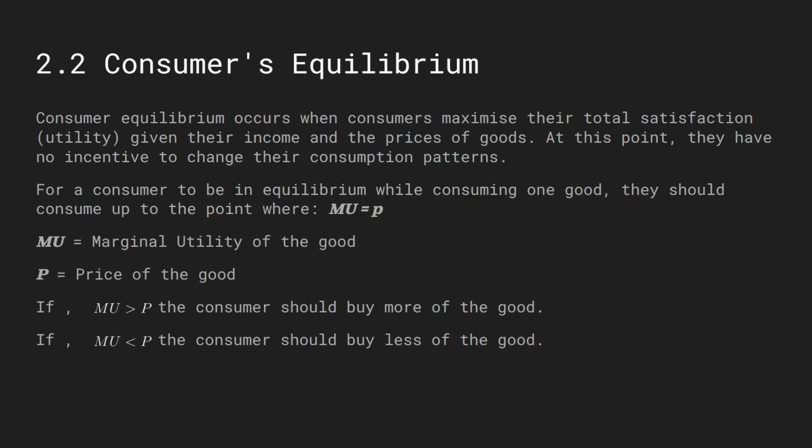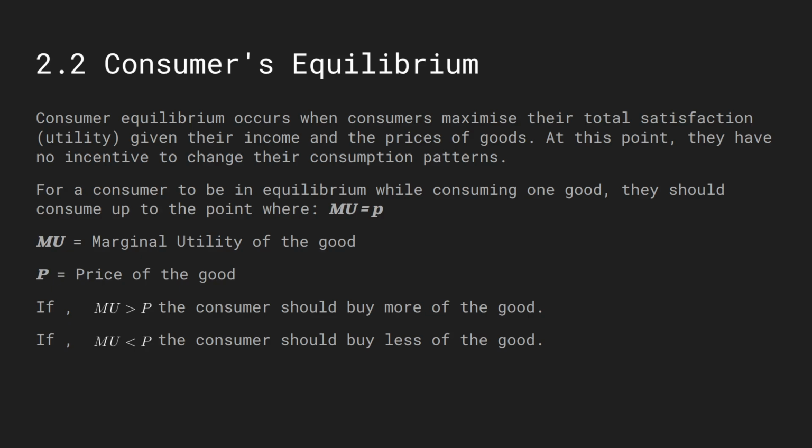Now, consumer equilibrium is another case. Consumer equilibrium occurs when consumers maximize their total satisfaction or utility given their income and the price of their goods. When the income increases, a person can buy more goods, or when the price decreases, a person can buy more goods. This is true for any goods in this world. At this point, they have no incentive to change their consumption pattern.